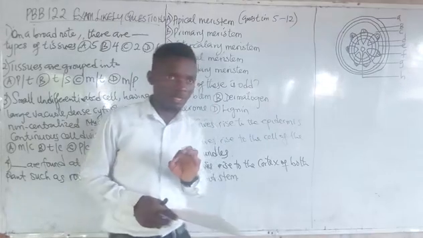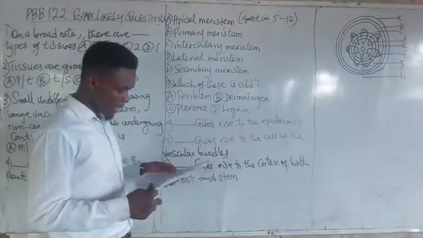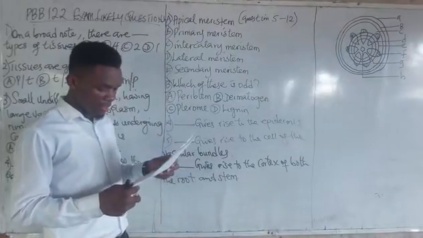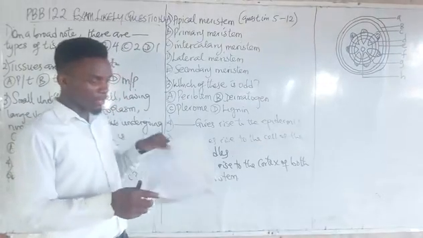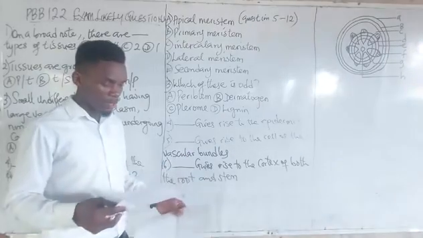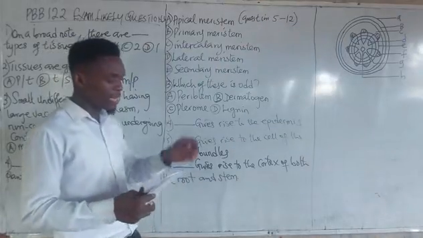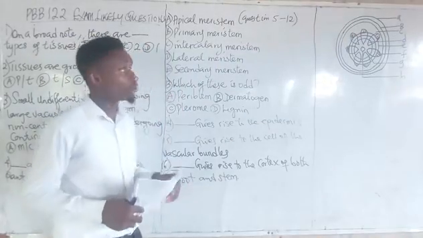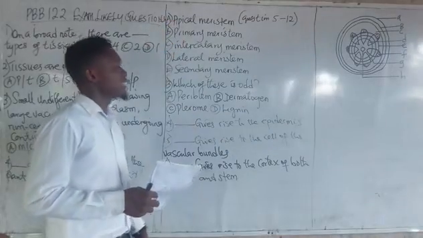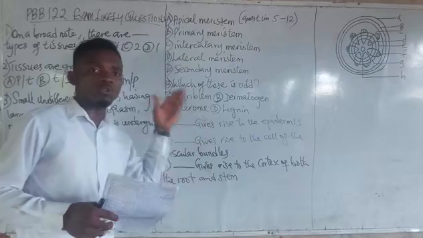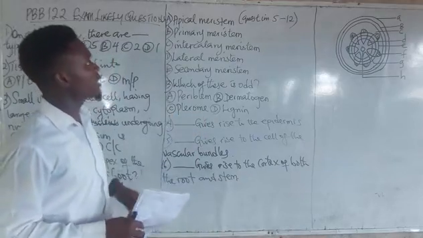Take note of that, okay? Now, number 8, dash are the types of meristem. Okay, we have done that already. Okay, the next one is number 9. Dash is responsible for the vertical growth in plants. Which of these options is responsible for the vertical growth in plants? Of course, the answer is what?